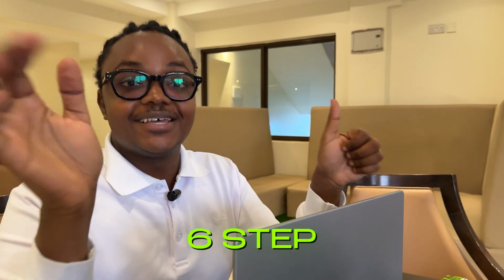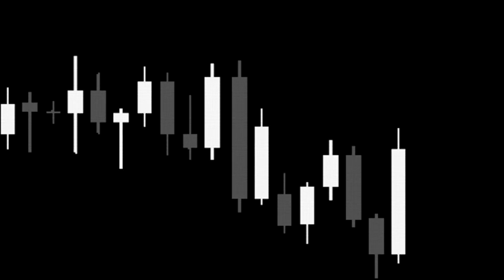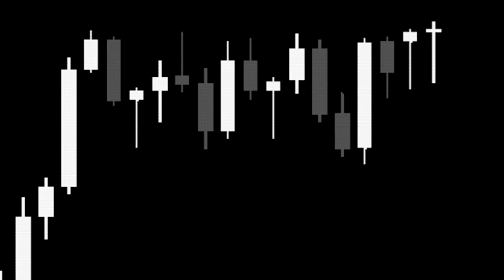Now, step number 6, expiration time. This is especially important with short-term trading. You can have a good idea about the direction of the market and still enter with an expiration that doesn't fit the setup. For example, if the price needs some time to reach the next important level, entering with an extremely short expiration may simply give the trade no time to develop.